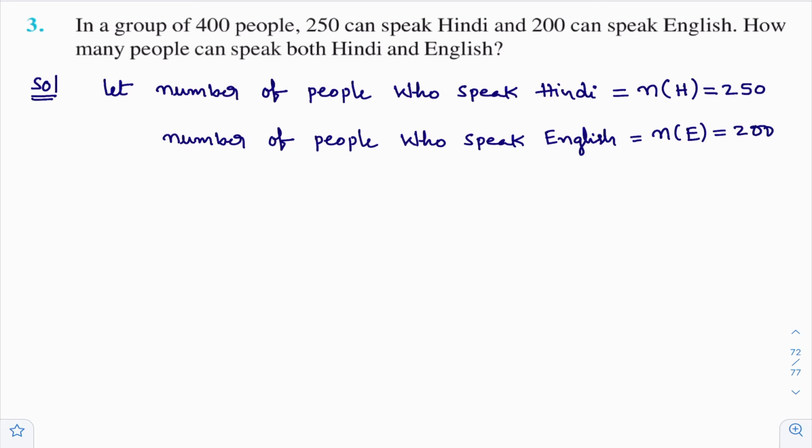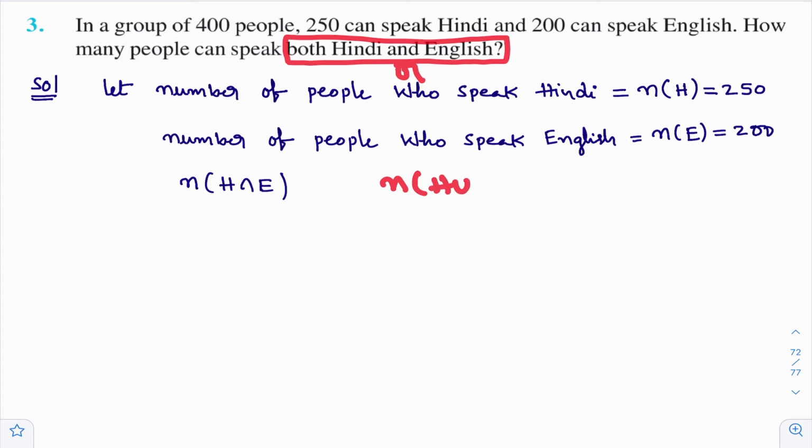Further, if we observe the question, how many people can speak both Hindi and English? Hindi and English. That means they are asking us to calculate n of h intersection e, because they are asking for the number of people who can speak both Hindi and English. If they asked for the number of people who can speak Hindi or English, then we would calculate n of h union e. But in this case, where Hindi and English is asked, intersection comes. This is what we need to calculate.